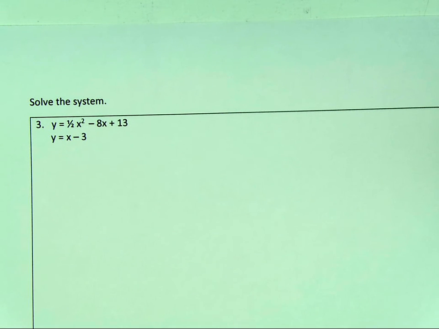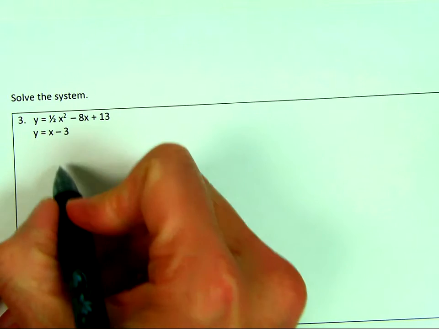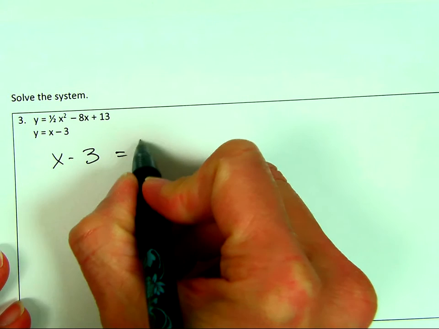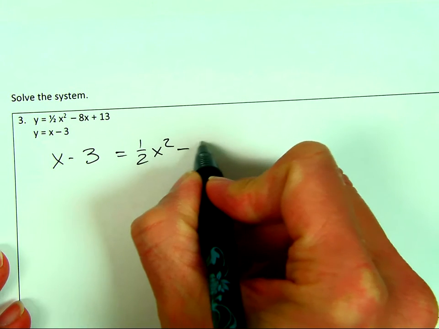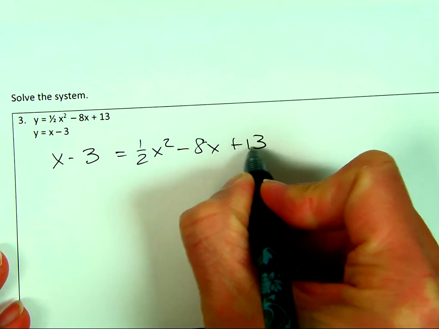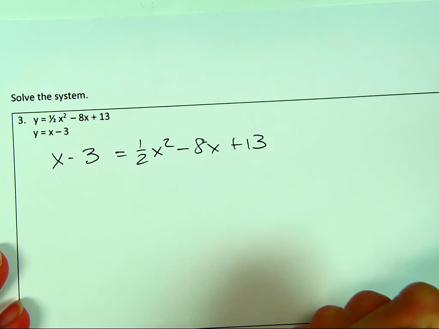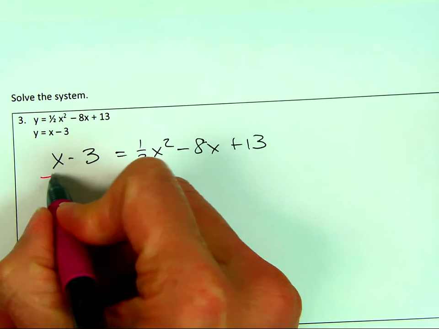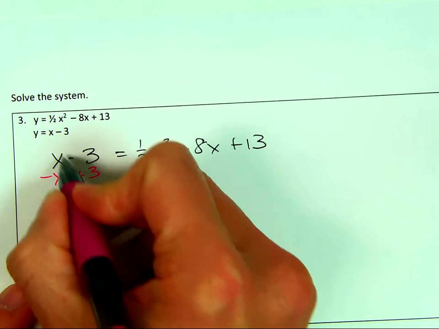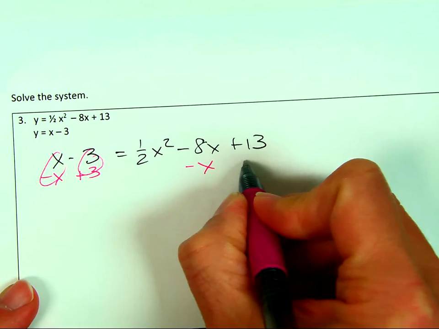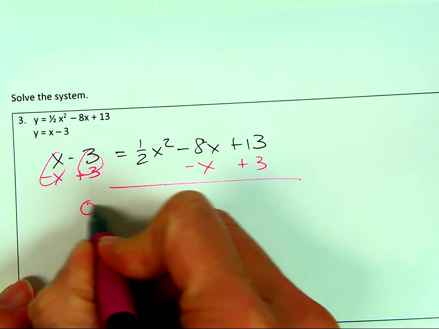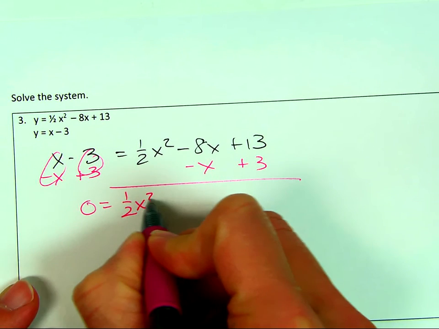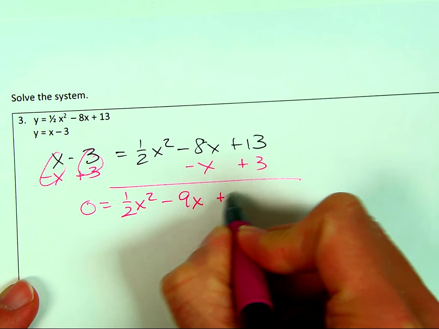Let's try a couple more. So on this one again, I'm going to substitute: x minus 3 equals 1/2 x squared minus 8x plus 13. The 1/2, little fraction there, we want to make sure that we recognize that. So I'm going to get everything on one side first. So I'm going to subtract my x and add my 3. And I'm going to get 0 equals 1/2 x squared minus 9x plus 16.